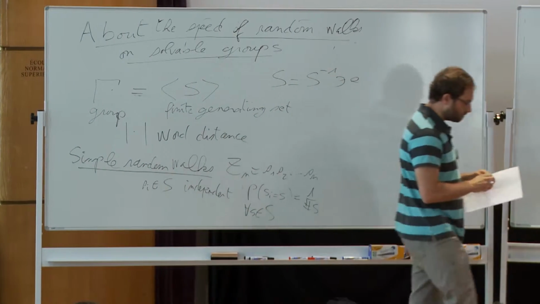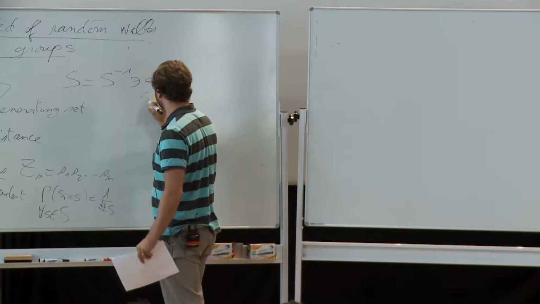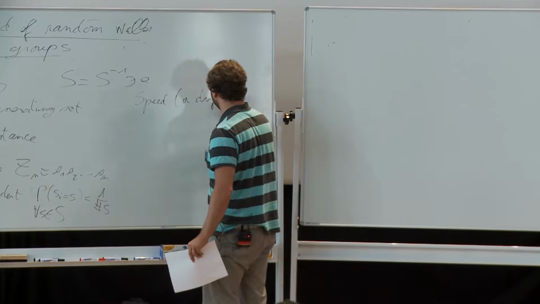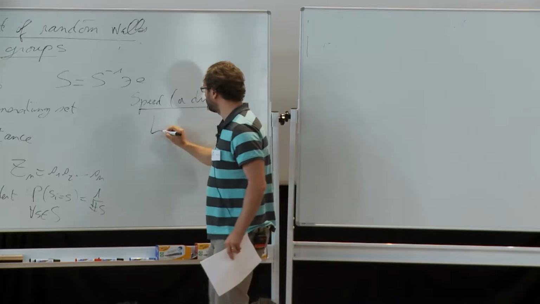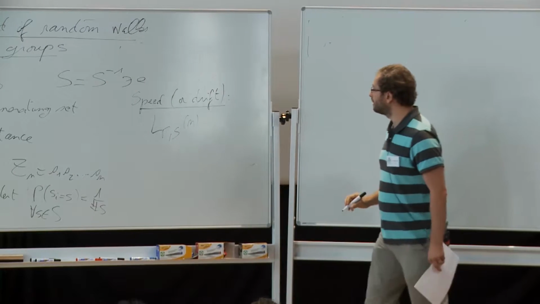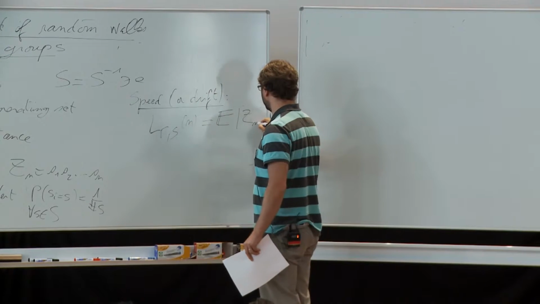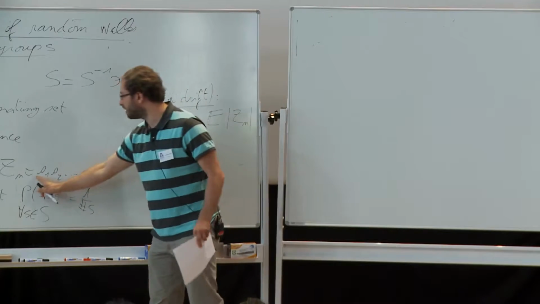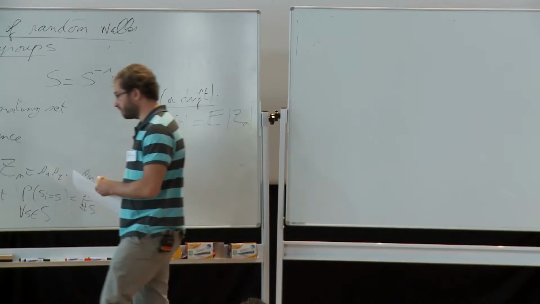And today I want to consider mainly speed of random walk. The speed of a random walk is also called the drift of the random walk. This is a simple quantity that I will denote L, depending on gamma and S. And this is just the expectation of the distance between the position of the particle at time n and its starting point. So this is a very simple definition.